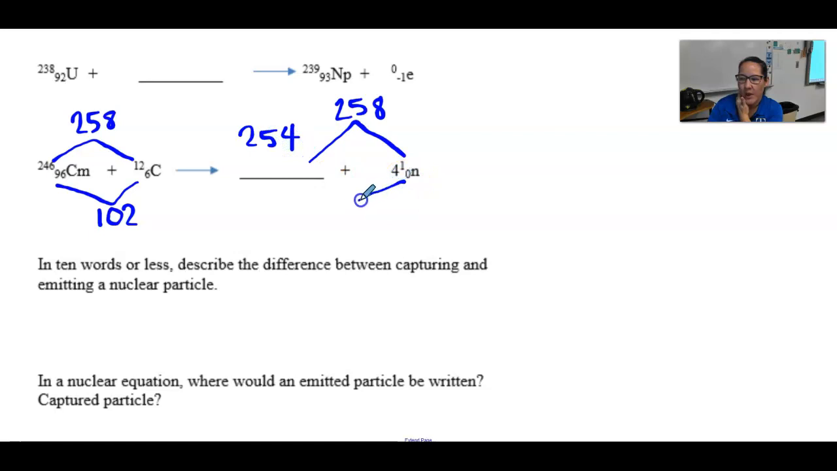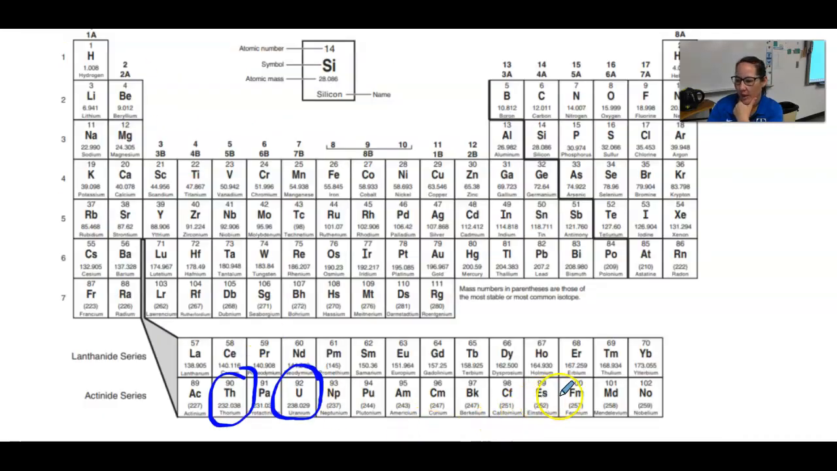And then my bottom numbers should equal 102. And this is 4 times 0 is 0. So that means that this bottom number is going to have to be 102. And then we go look at the periodic table for 102. And that is NO, nobelium.